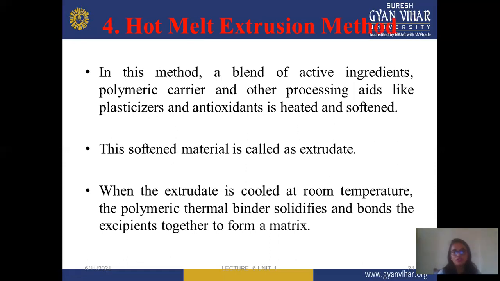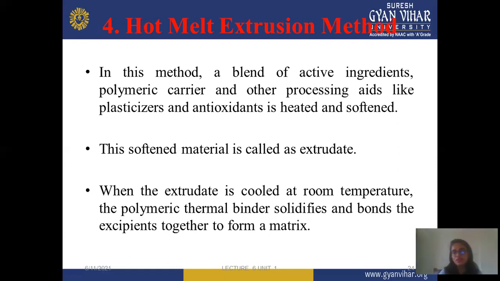Next method is the hot melt extrusion method. In this method, a blend of active ingredient, polymeric carrier, and other processing aids like plasticizer and antioxidant is heated and softened. Certain additional excipients are used, like plasticizer and antioxidant, and you heat this mixture until it gets soft.